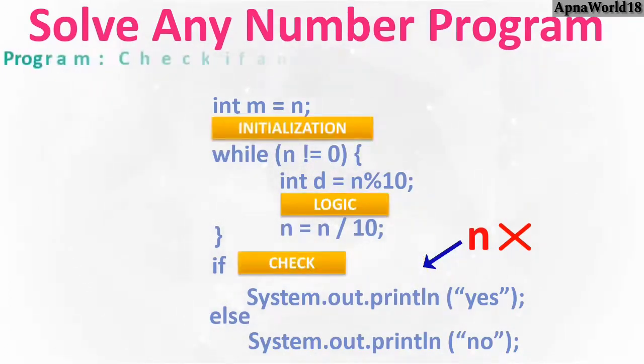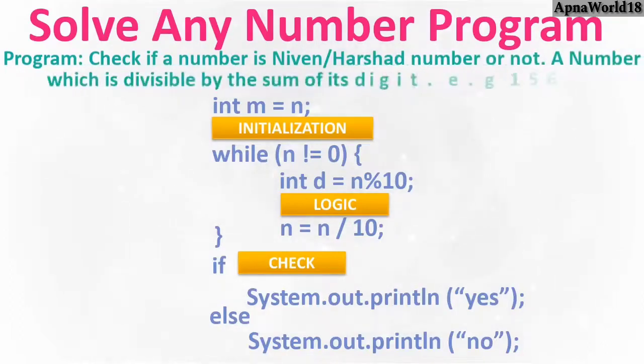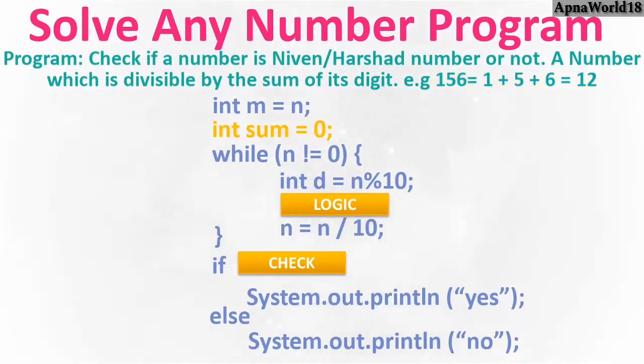Let's see the next program, Harshad number or Niven number. It is a number which is divisible by the sum of its digits. For example, 156: if you sum up the digits, the answer is 12 and 156 is divisible by 12. Here in initialization, you will initialize sum to 0. Then in the logic section, you will find the sum.